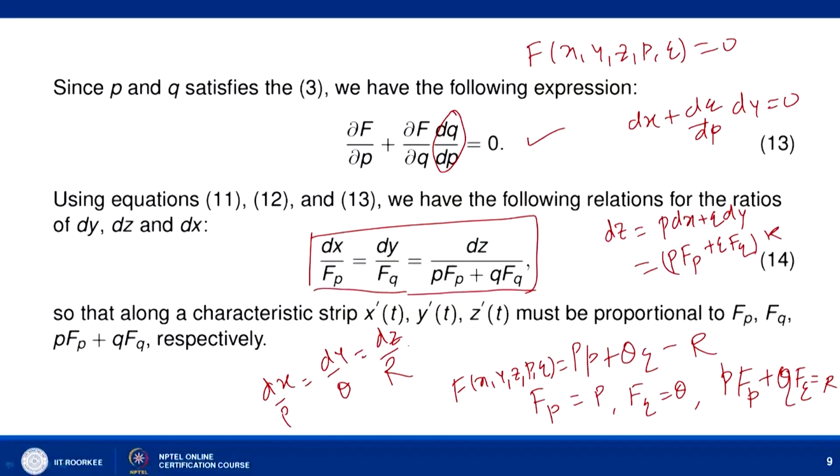Now here we are doing the same thing, so that along a characteristic strip x dash t, y dash t, z dash t must be proportional to fp, fq and p fp plus q fq respectively.